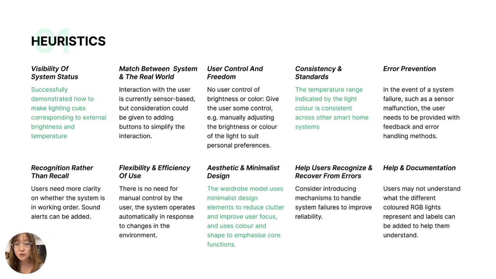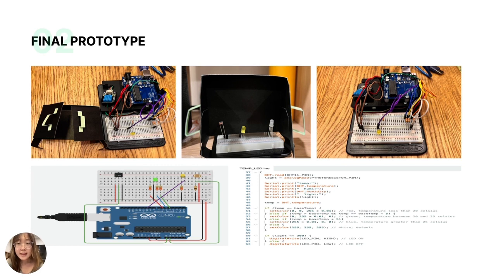At a later stage, I will consider adding some sound feedback to prevent system failures and also give some control to the user, such as manually adjusting the brightness or color of the light to meet personal preferences. In conclusion, this prototype proves that it's feasible to use light and temperature sensors to solve the daily challenge of choosing clothes. Next, I will show you how it works.